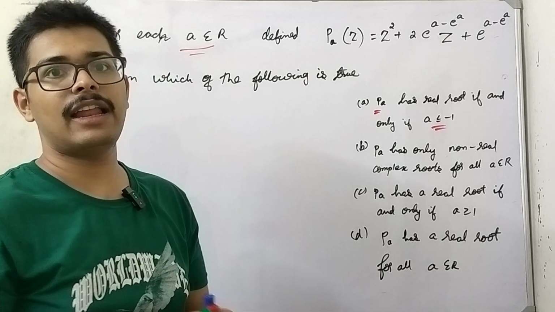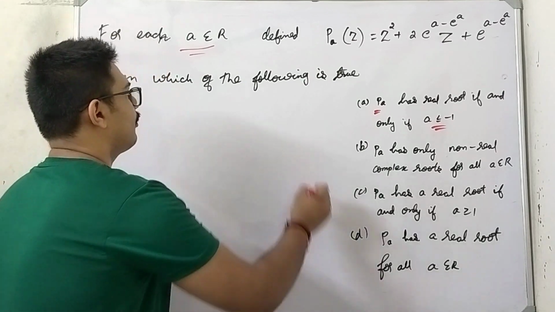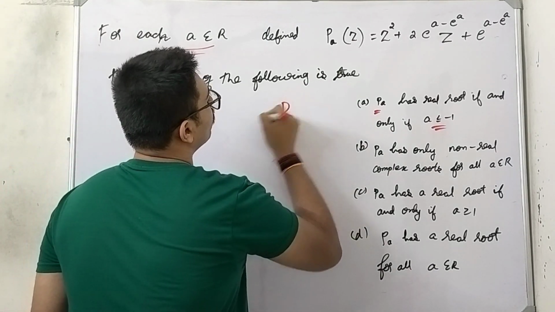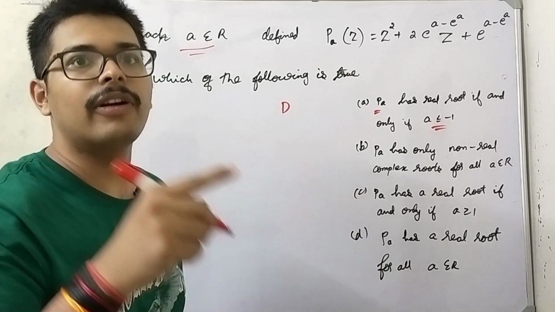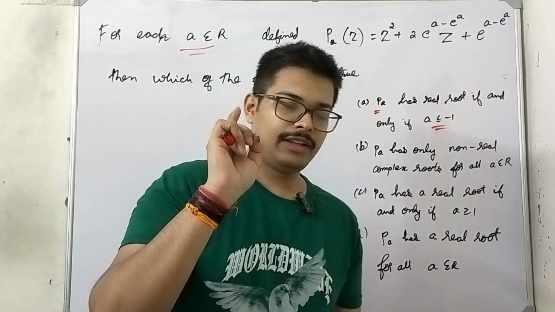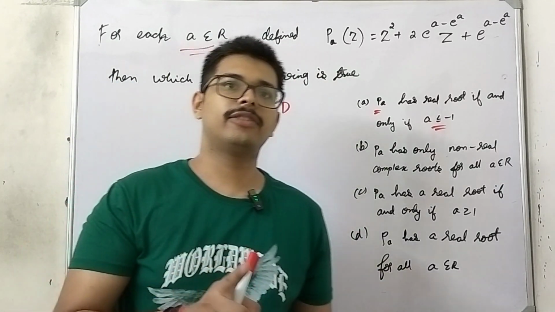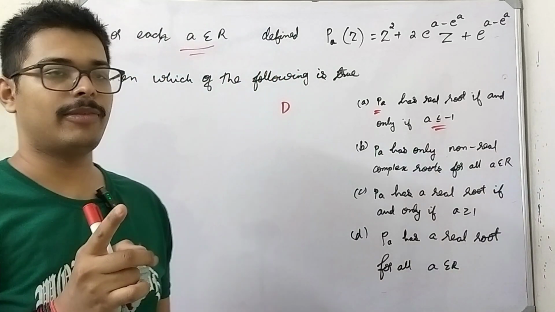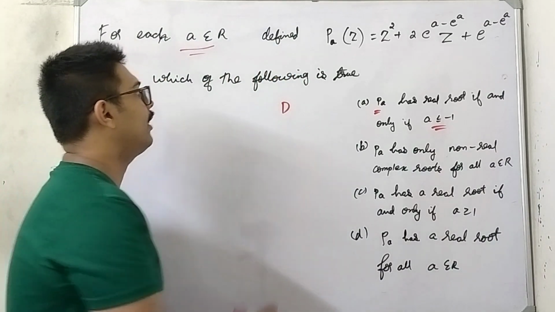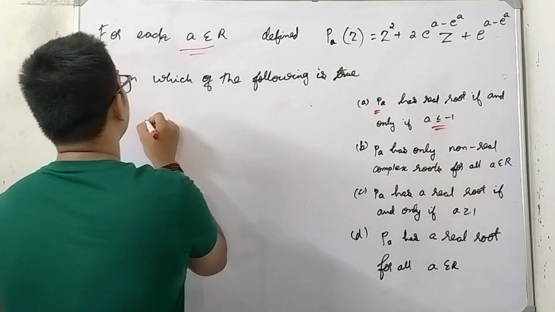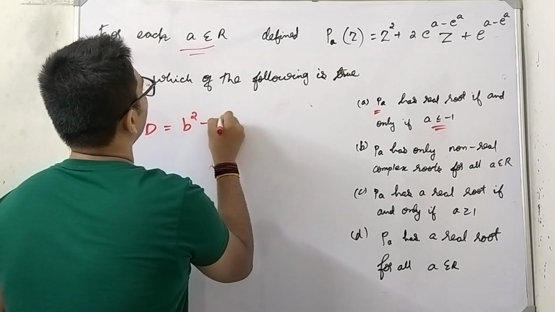First we can find the value of discriminant d. D will determine whether it has real roots, equal roots, or complex roots. And there is one more thing: complex roots will always appear as a conjugate pair. Now we can find the value of discriminant d equal to b square minus 4ac.